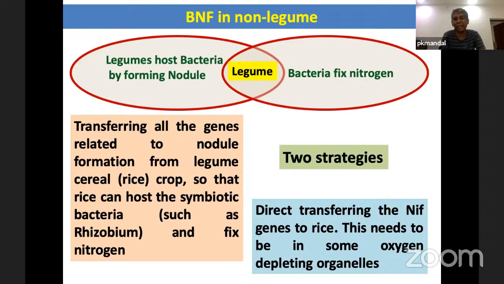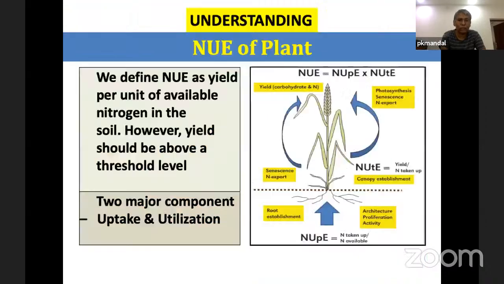The other strategy is, instead of doing that, why don't we transfer the nitrogen fixing genes? Meaning the NIF genes themselves we wanted to transfer. Around 12 to 13 genes have to be transferred to the plant. But this is a challenging thing because nitrogen fixation happens in completely anaerobic conditions. So we have to transfer them to an organelle where oxygen is depleted. Mitochondria is one of the options, but we are still working on this. So this is one of the things which is very interesting.